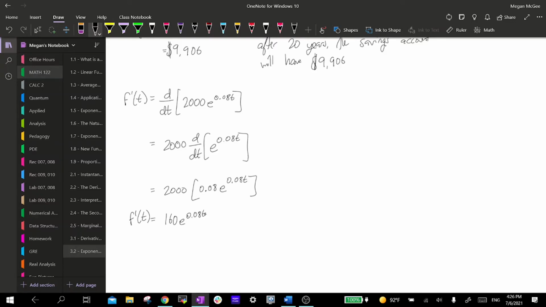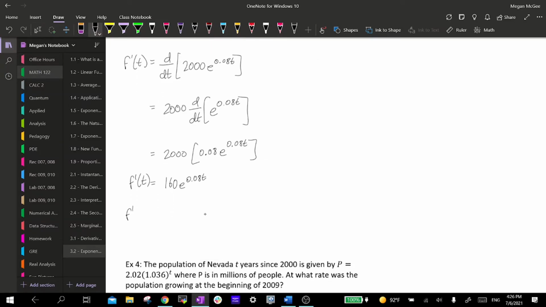Alright, so we went ahead and found the derivative, but now we need to evaluate it at 20. We need f prime of 20. Well, that's going to be 160 times e raised to the 0.08 times 20.